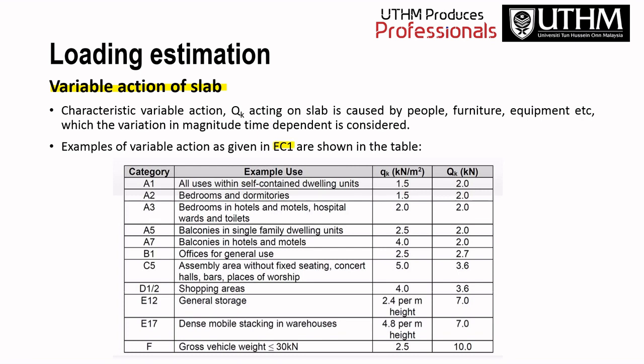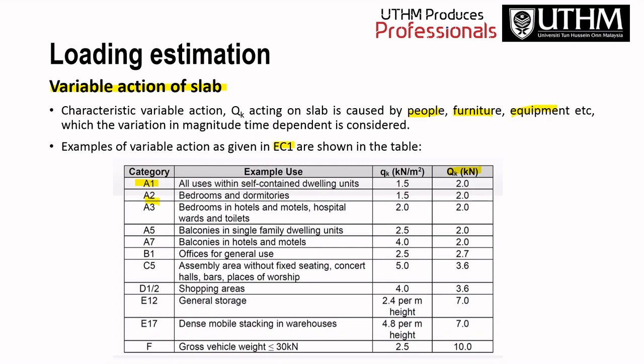So in Eurocode 1 you have many categories, so you need to read it in the Eurocode for each section, from category A1, A2, A3, A5 up to class 5. This table combines all these categories and gives you a summary of what the QK is. The small letter qk is in kilonewton per meter square, and the capital QK is in kilonewton. Choose the one that is needed. The characteristic variable actions QK acting on the slab are caused by people, furniture, equipment, and anything else, where the variation in magnitude and time dependence is considered.